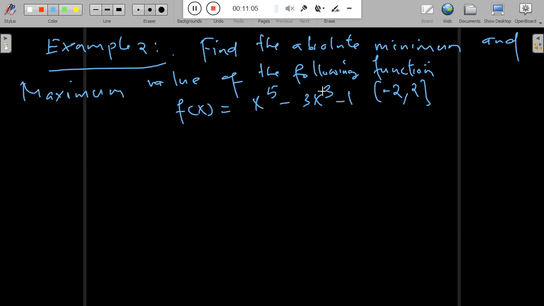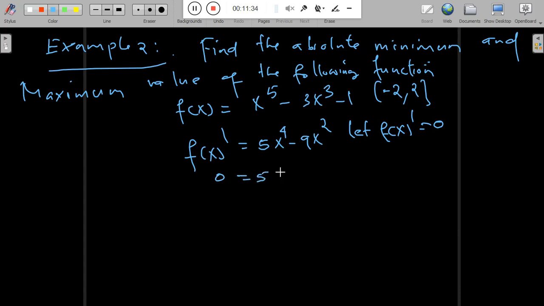For example, find the absolute minimum and maximum value of the following function: f of x equals x raised to the power 5 minus 3x cubed minus 1, and we are provided with an interval of -2 and 2. First of all, we apply the first order derivative of the function. That will give 5x raised to the power 4 minus 9x squared. After that, we let the first order derivative be equal to 0, then we solve for the values of x.